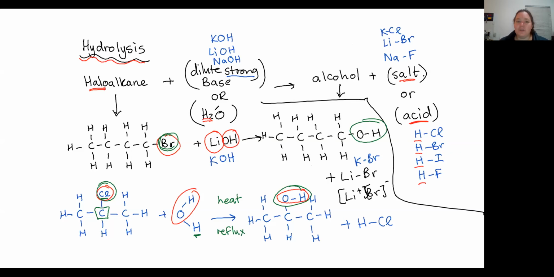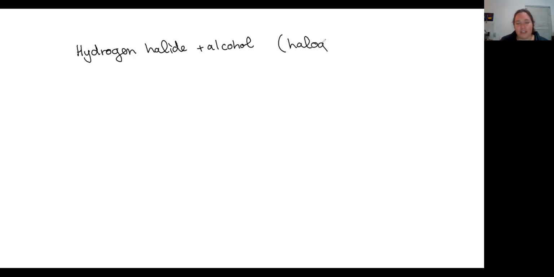Okay, so far we've looked at an alkane turning into a haloalkane. That was our halogenation. We then did a haloalkane turning into an alcohol. That is our hydrolysis. And the last type of reaction that we're going to be doing right now is the reaction of a hydrogen halide with an alcohol. So technically, we always call this the reaction of a hydrogen halide with an alcohol, but there's a catch. This is also potentially known as halogenation. So there are two kinds of halogenations.